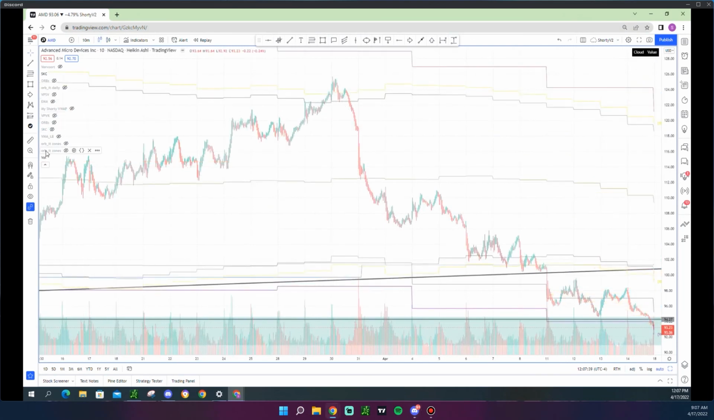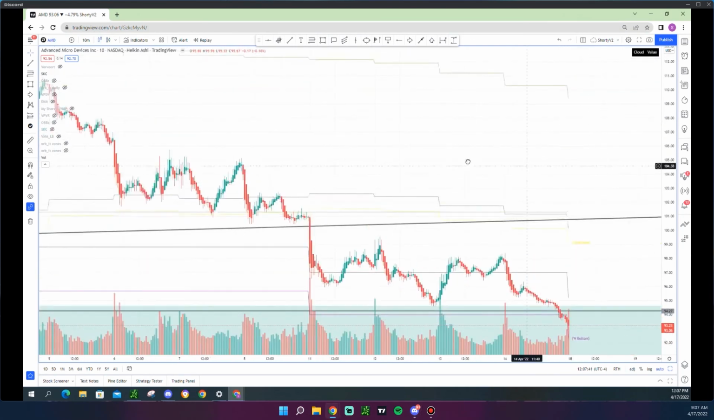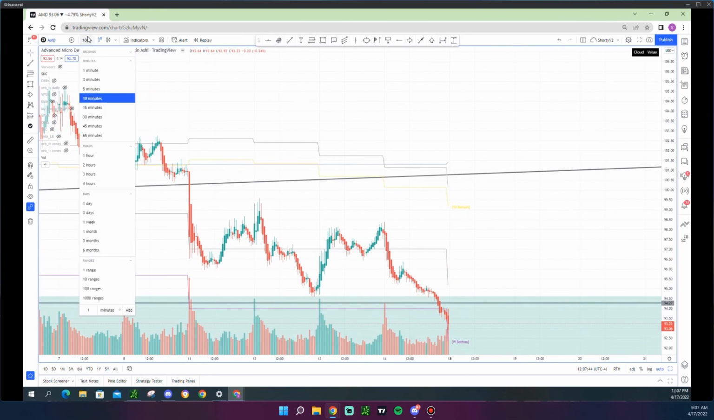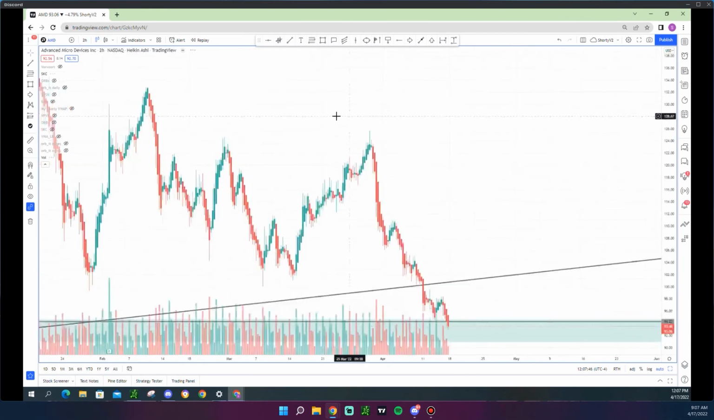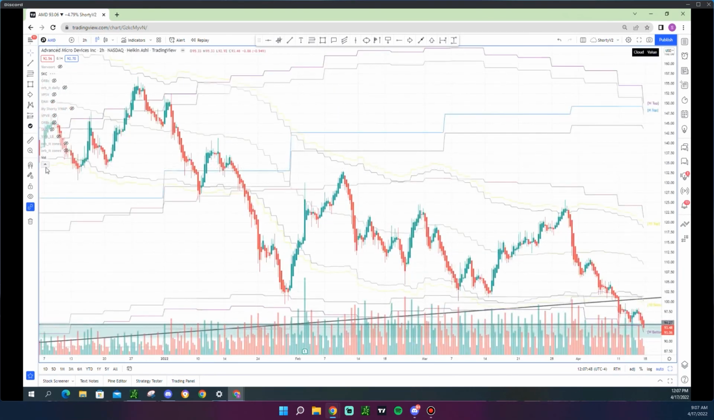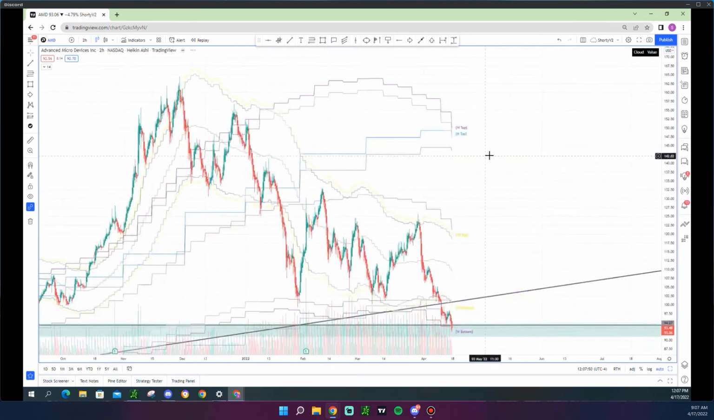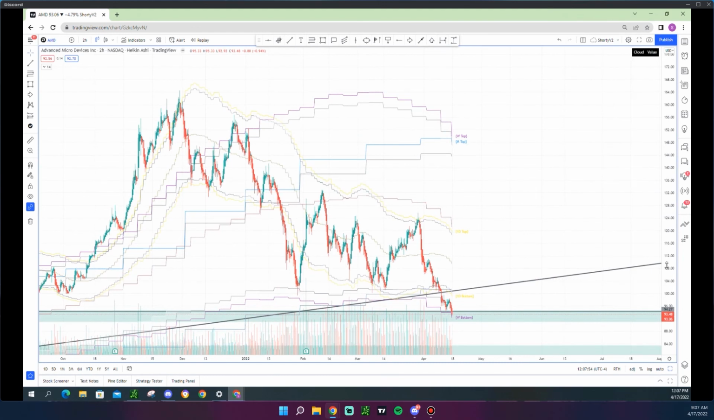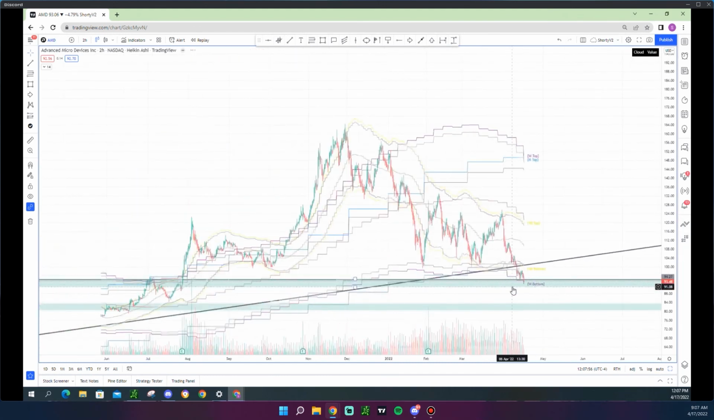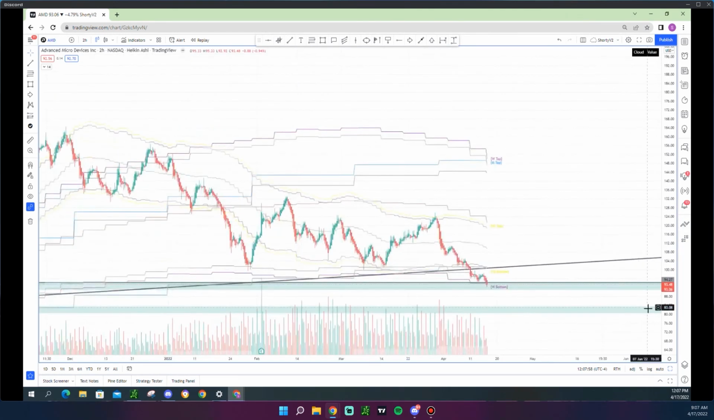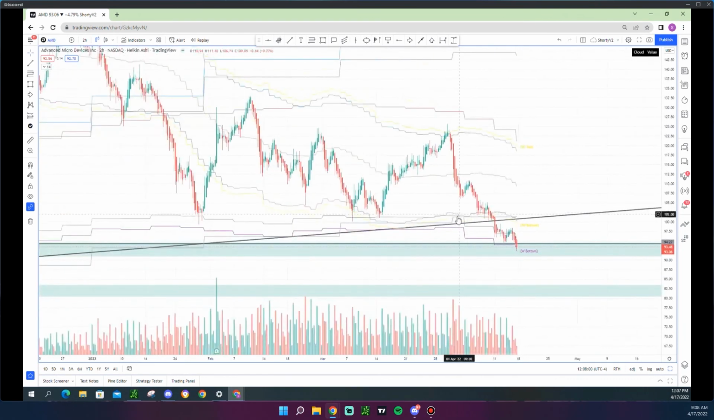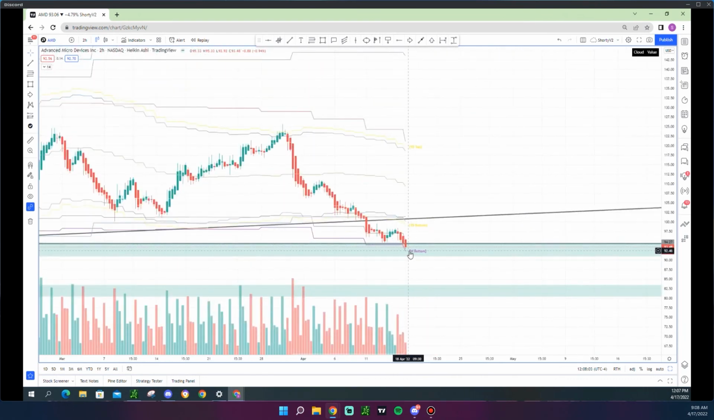So let me just hide this for a second. So here's your clouds. Let me go on like 2 hours so that way you get more data. So here's your weekly top, monthly top. There's your daily top. And look right now where we are on AMD. I know it might seem like a lot, but guys, it's only 3 clouds. It's right at the weekly bottom right here.